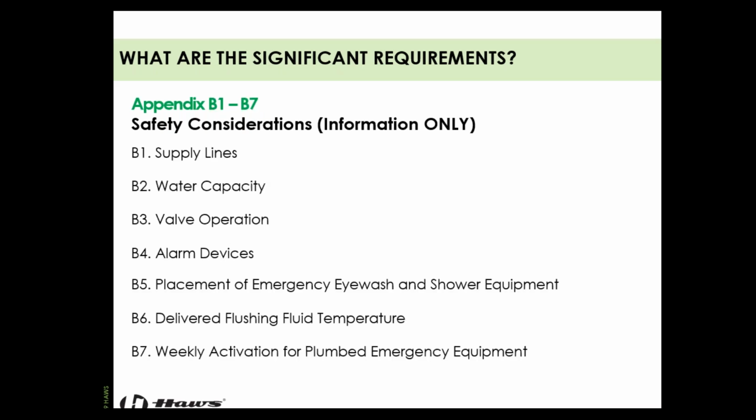B is, there are 7 sections. The first, B1, just ensure you have properly sized piping supplying your equipment. 1.25 inch piping is the bare minimum that we suggest at Haas and that we require for our equipment, and that's pretty much standard throughout most safety equipment providers. B2 states that it's the responsibility of the owner to ensure the equipment is installed and supplied in accordance with the manufacturer's specifications. That one's pretty straightforward.